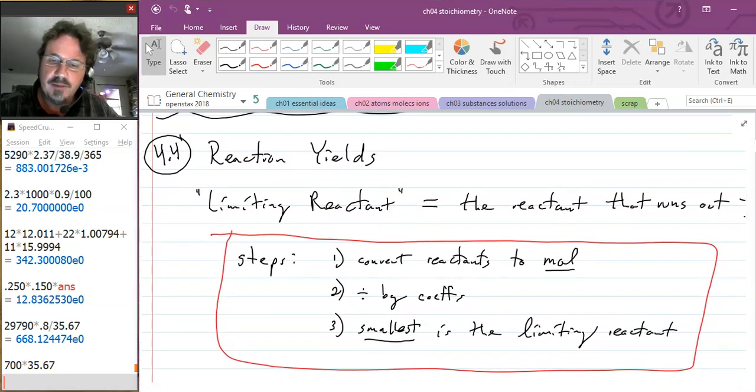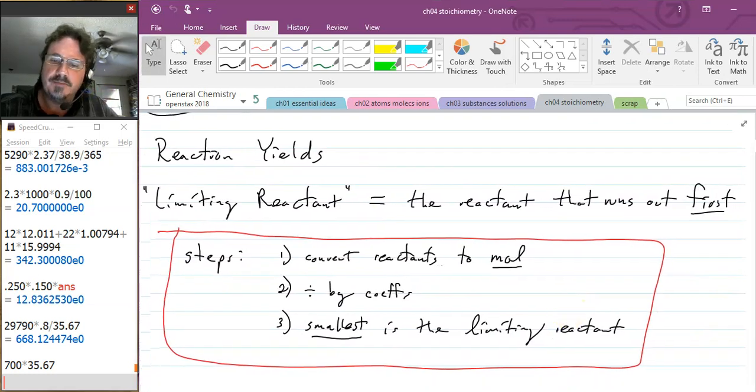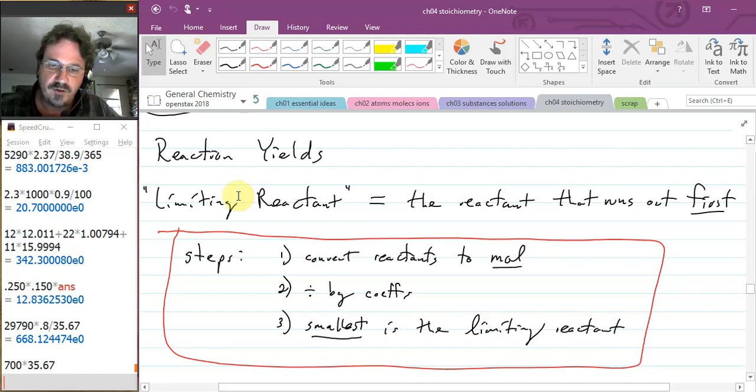Reaction yields and limiting reactants. First definition, limiting reactant. If I have a reaction, quite simply, the limiting one is what kind of controls it. It's the one that you run out of first. And in that sense, it limits how much you're going to get for a product. So the limiting reactant is simply which one do you run out of first.